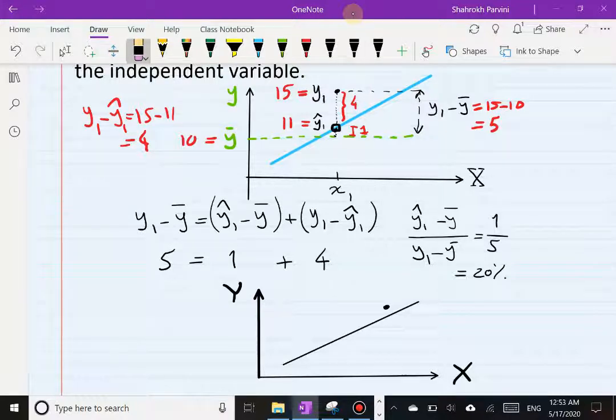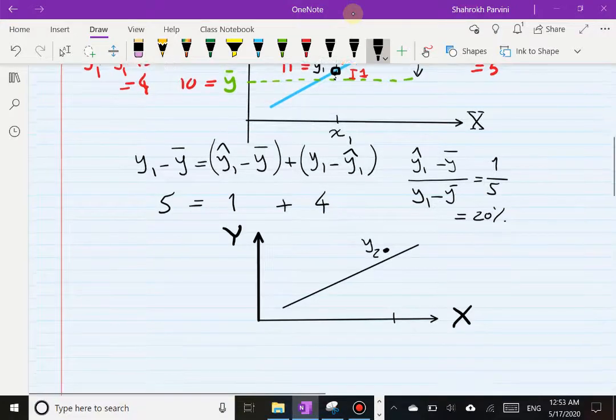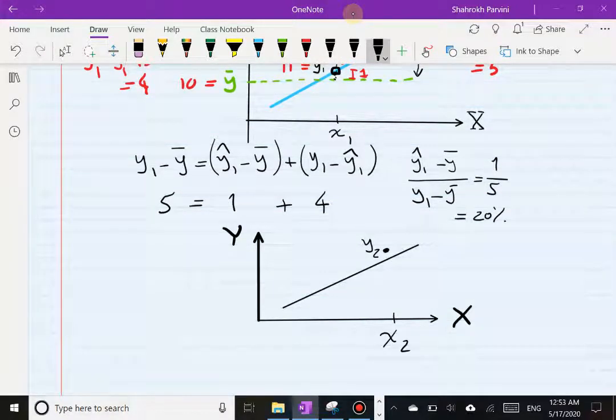Okay, so forget that point. I'm going to call this y2 now. That's the actual observed value at, let's say, x2. This is what I have observed. Now my green line is the overall mean, that's what y bar is. This time the predicted value on the regression line is that, so that's going to be my y hat 2. That means the predicted value of y using the regression line when x is 2.